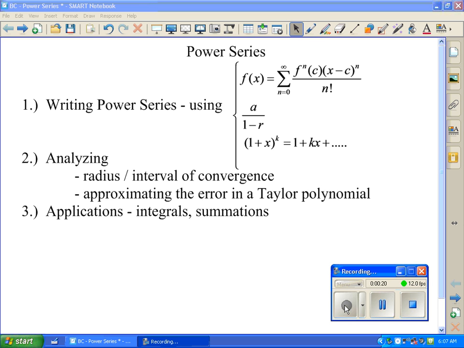I'll also review in this unit how to analyze the radius and the interval of convergence, and approximating the error with a Taylor polynomial, both AST and Lagrange. And lastly, I'll talk about some different applications, like how you use power series to do integrals and summations.